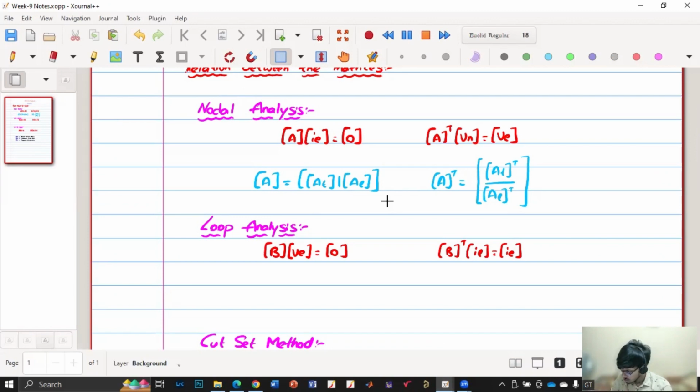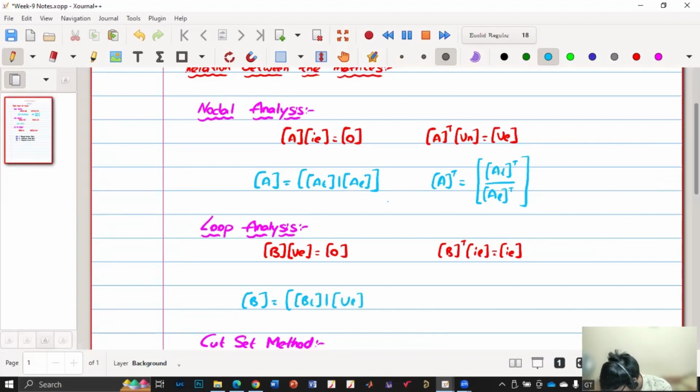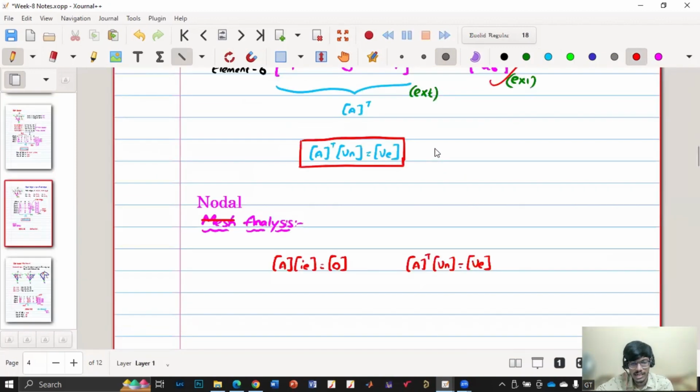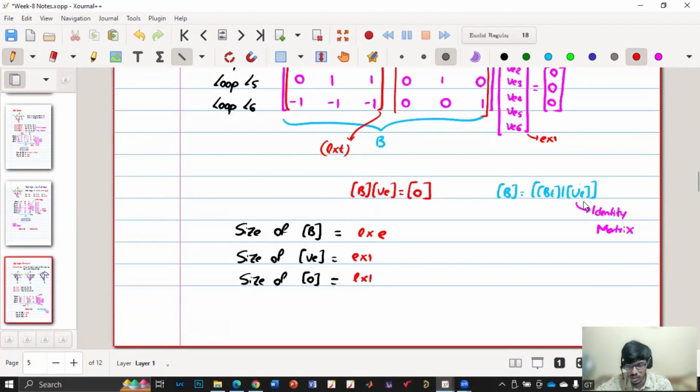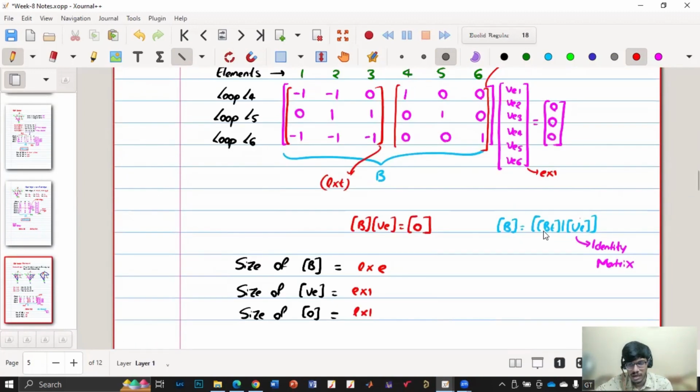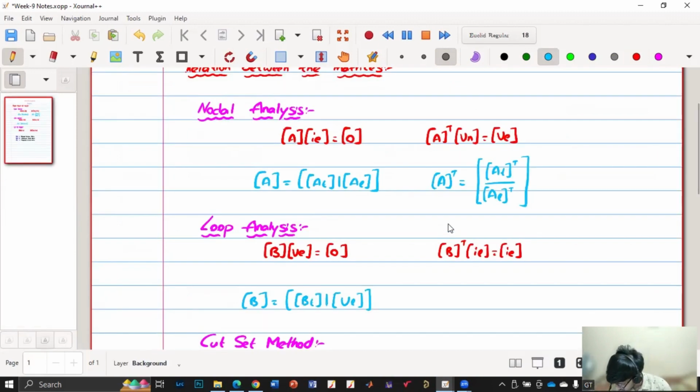Yes, sir. So similarly, we can write the B matrix also, the same thing. We can write the B matrix as B twigs and B links. But B links has an additional property, which is that it is an identity matrix. So the identity matrix we are representing with UL. So B has B twigs and UL. UL is what? UL is the identity matrix.